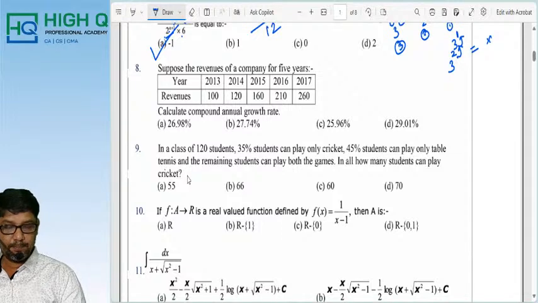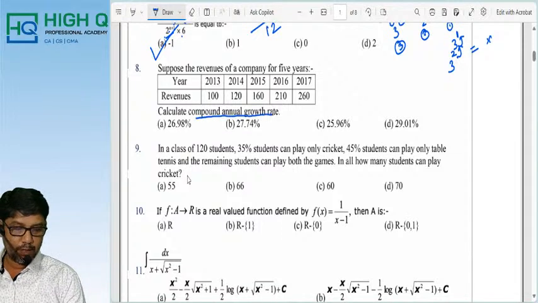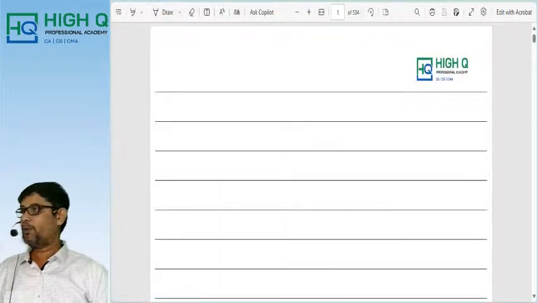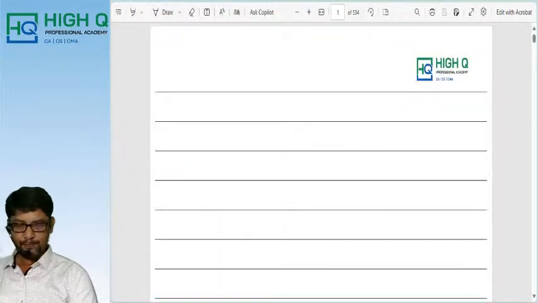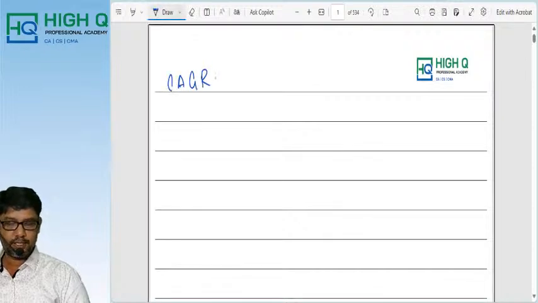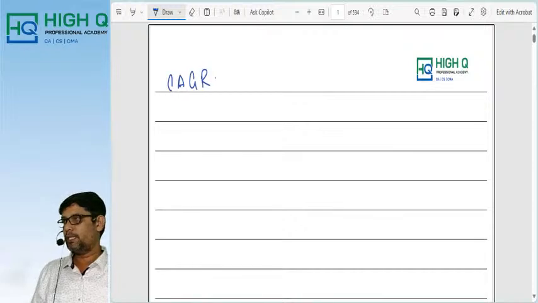Suppose the revenue of a company for 5 years. Calculate the compound annual growth rate, that is CAGR. Listen here, I would like to explain CAGR once again. What does CAGR stand for? Compound annual growth rate is CAGR. Am I right?